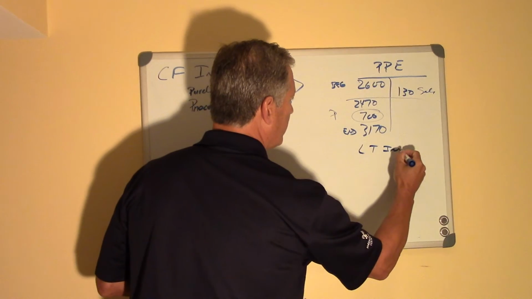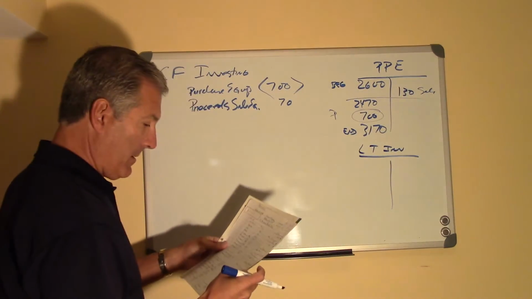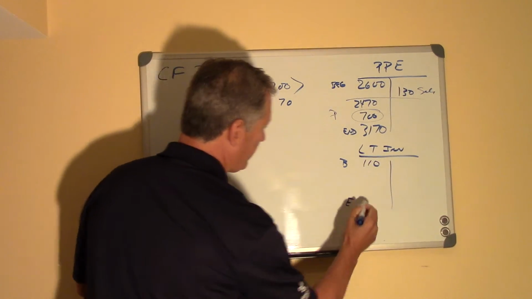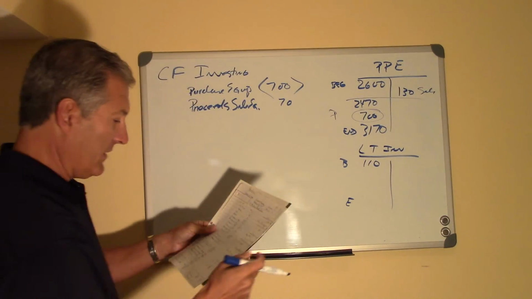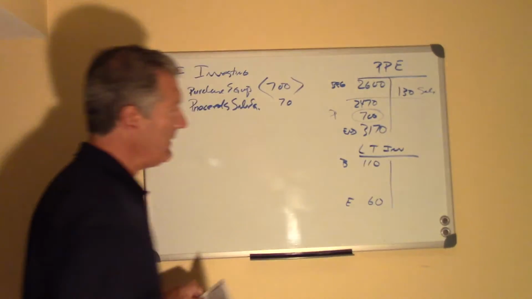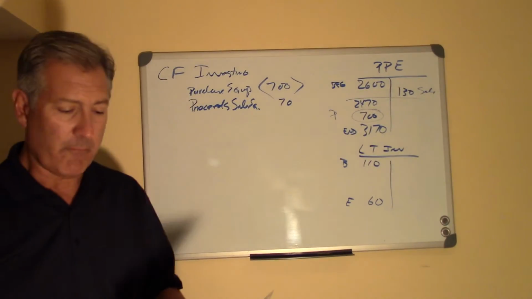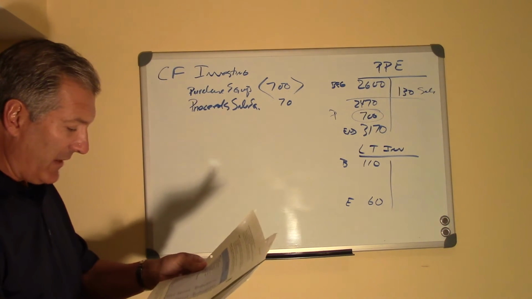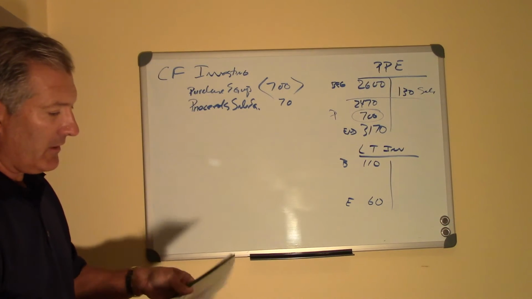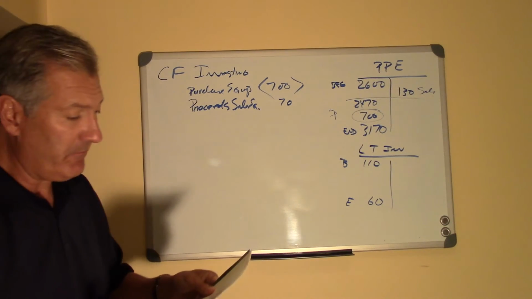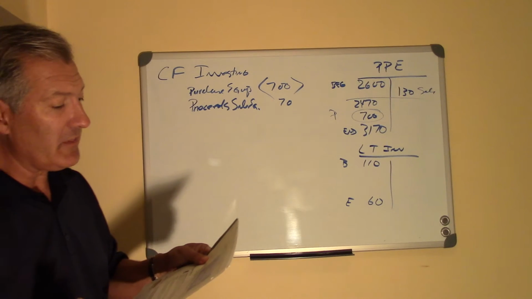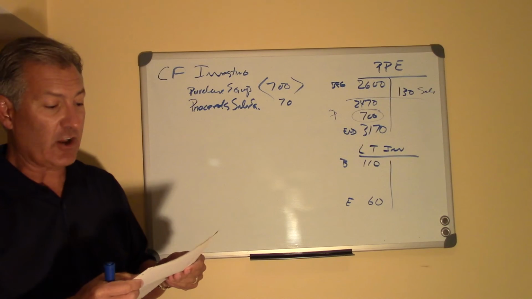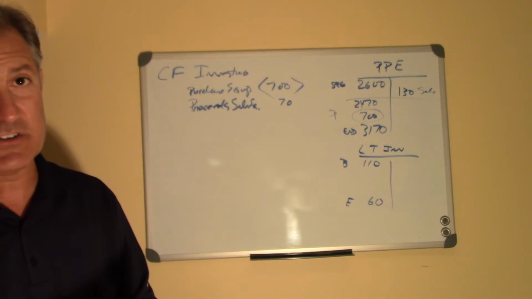Long-term investments. Beginning balance, 110. Ending balance, what? 60. Okay? Went down. Need to read the additional information. The additional information that relates to this account is item D. Long-term investments were sold during the year for $110,000 cash. These investments had a cost of $50,000 when purchased.